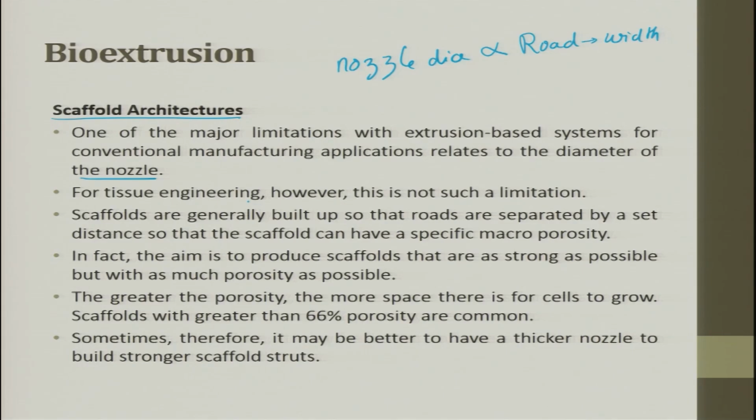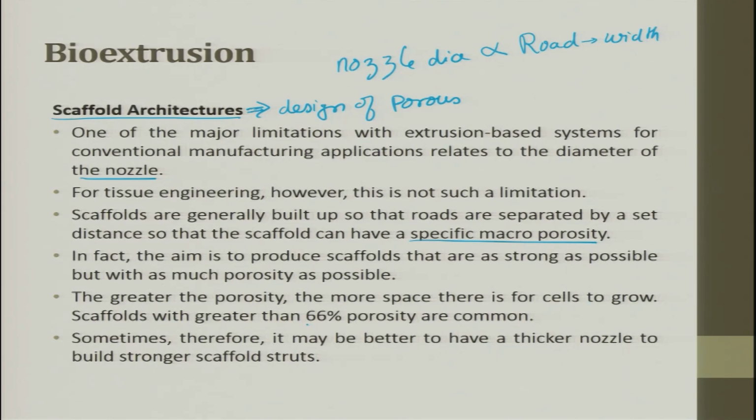For tissue engineering, however, this is not such a limitation. Scaffolds are generally built so that the rods are separated by a set distance, so that the scaffold can have a specific porosity. So, that is the challenge. Here the architecture is you decide and design your pores, design of pores for cells to grow. That is a challenge. In fact, the aim is to produce scaffolds that are as strong as possible, but with as much porosity as possible. The greater the porosity, the more space there is for cells to grow.